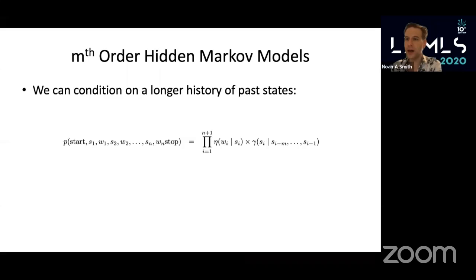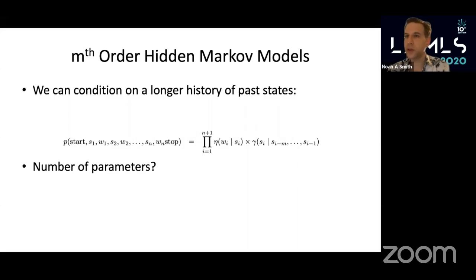Just like with Markov models, we can generalize HMMs to have higher Markov order, and we do this by changing the gamma distribution to condition on more than one preceding state. And so you see here a sort of generic mth order HMM. The eta is the same, but the gamma now conditions on more history. The number of parameters is going to grow as we increase the history length, just like it did with Markov models, exponentially in the size of the state space, lambda.